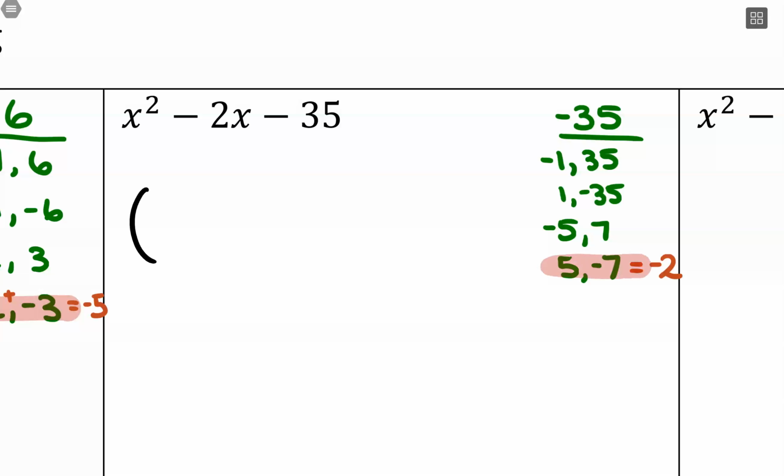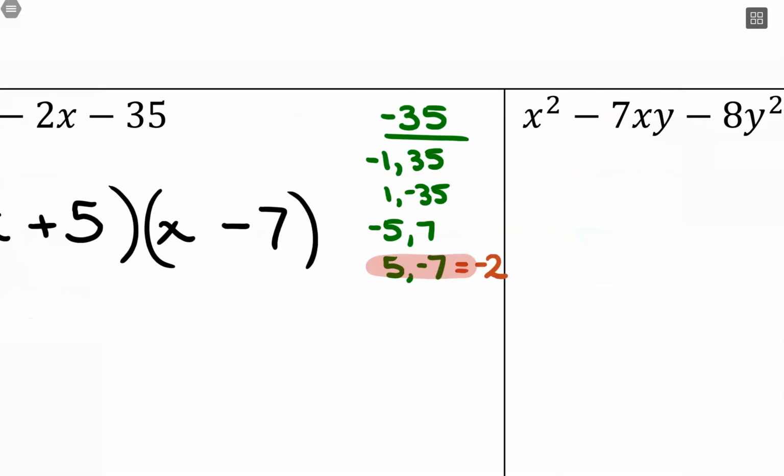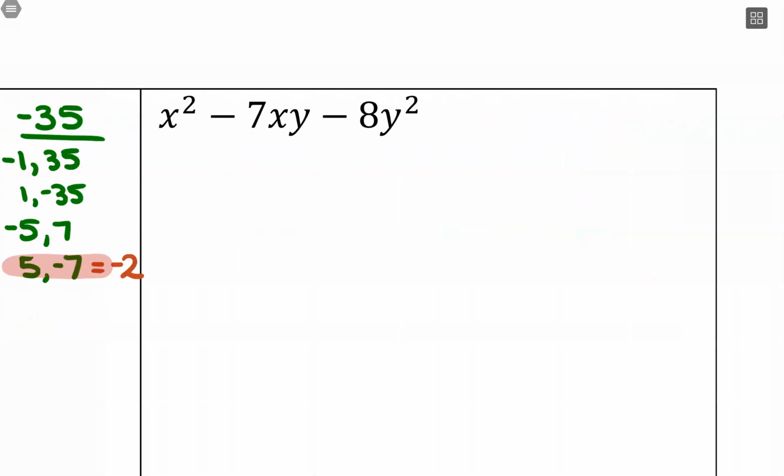So to factor it, I'm going to have my two pieces. We'll have x and x. We need a positive 5 and a negative 7. So we'll have x plus 5 times x minus 7. All right, and our last one here has two variables. It's not going to change too much when we do that. It's just that when we get to this general form where I always start with x, that'll still be there.